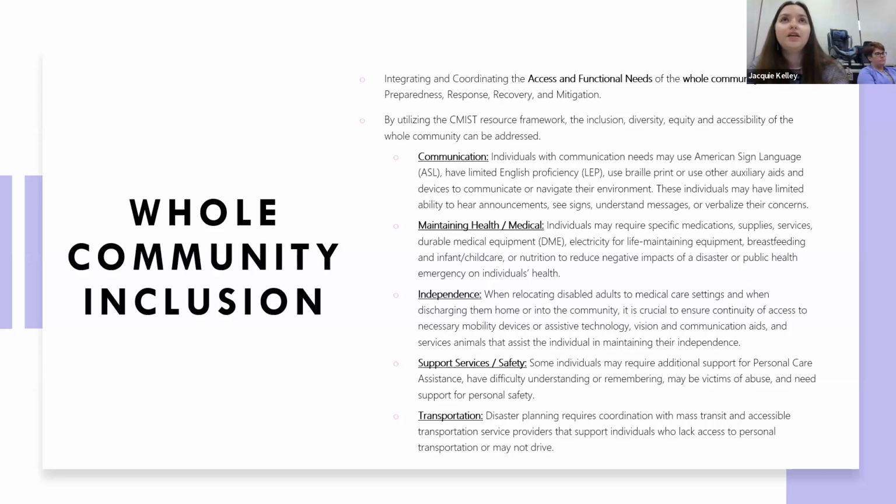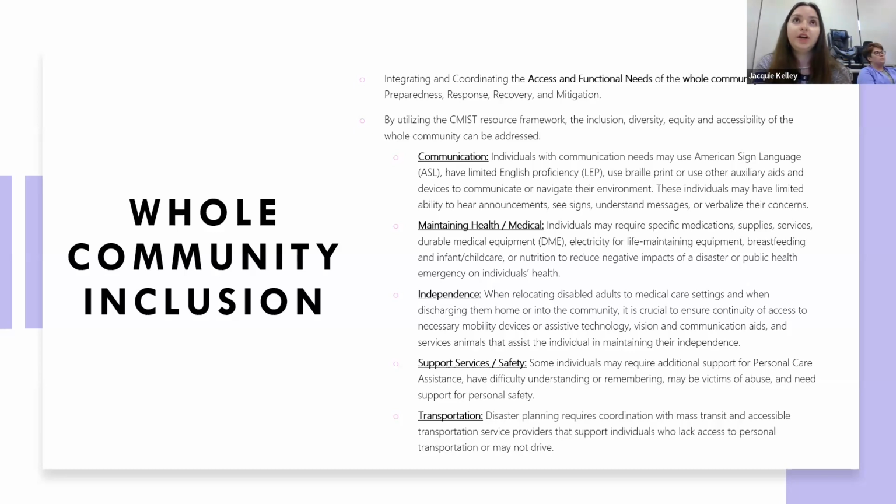Communication. So again, for instance, individuals with communication needs may use American Sign Language, have limited English proficiency, use Braille print or other auxiliary aids and devices to communicate or navigate their environment. These individuals may have limited ability to hear announcements, see signs, understand messages, or verbalize their concerns. This really goes back to what Emerson was talking about with making sure things are multimodal.